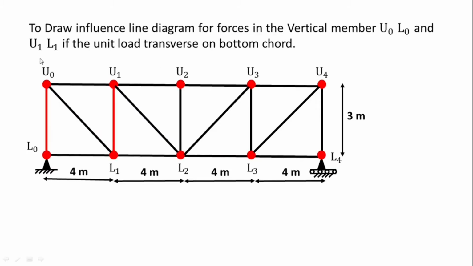Now this is a numerical: to draw influence line diagram for forces in the vertical members U0 L0 and U1 L1 if the unit load travels on the bottom chord. So we have to draw the ILD for U0 L0, which is a vertical member, and U1 L1.